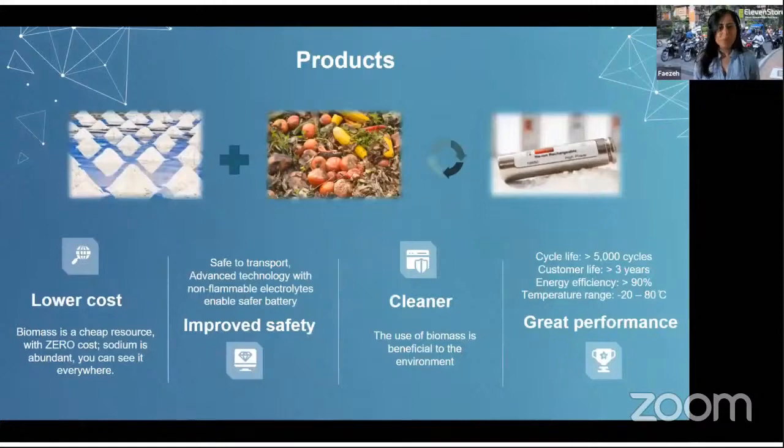Our product is sustainable and environmentally friendly because the raw materials are based on abundant sodium and bio-waste, which provide advantages in terms of cost and low toxicity, and also contribute to the circular economy. Compared with state-of-the-art lithium-ion batteries, our technology is cheaper, safer, and cleaner. The higher performance can lead to a life cycle of 5,000 cycles.